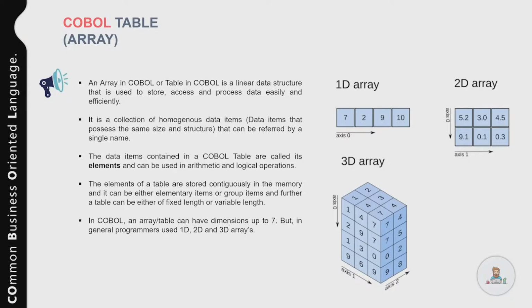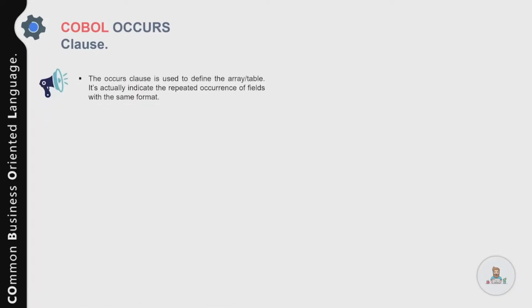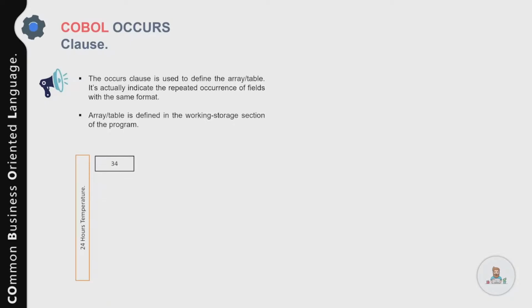Now let's talk about our next topic, which is the OCCURS clause in COBOL, and it is used to define tables in your COBOL programs. So by definition, the OCCURS clause is used to define the table. It actually indicates the repeated occurrence of a field with the same format. Apart from that, a table is defined in the working storage section of the COBOL program, and the business logic to store and access data from the table is specified in the procedure division. Now let's try to understand the entire concept with the help of an example.